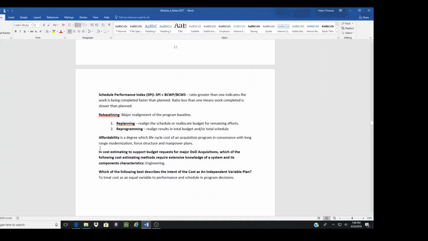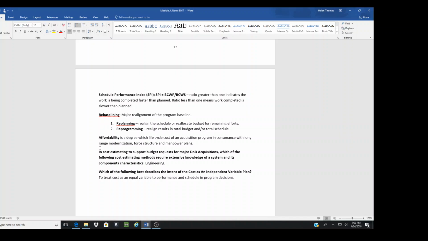So affordability is the degree to which the life cycle cost of an acquisition program is in concert with long-range modernization, force structure, and manpower plans. Is it still affordable? That's why they do that decision review. What we're doing, is it still efficient? Is it still affordable? Is it still necessary?